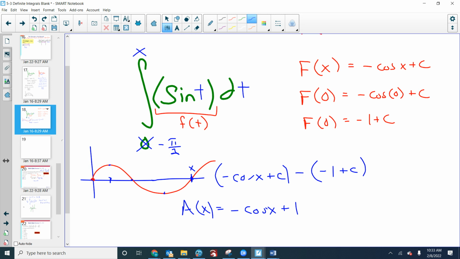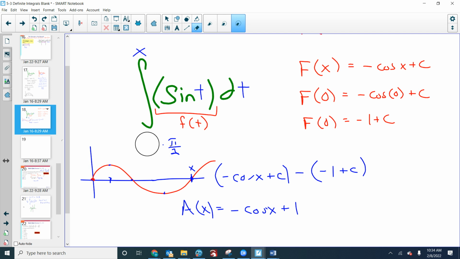Good. So can I plug in 2 pi right here? If I plug in 2 pi into here, will that give me the area from negative pi over 2 to 2 pi? No, because this area function was based on the capital F of B minus capital F of A. The capital F of A was based on starting at 0. I would need to redo the second part to get a new function that would output an area for when I start at negative pi over 2. Does that make sense? Okay.